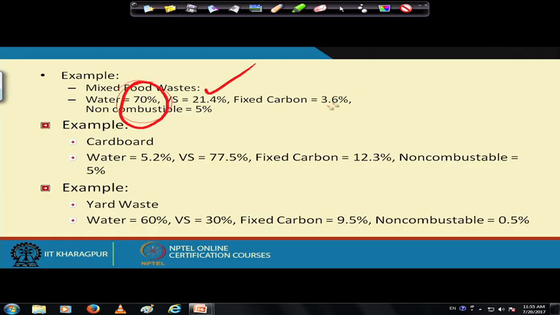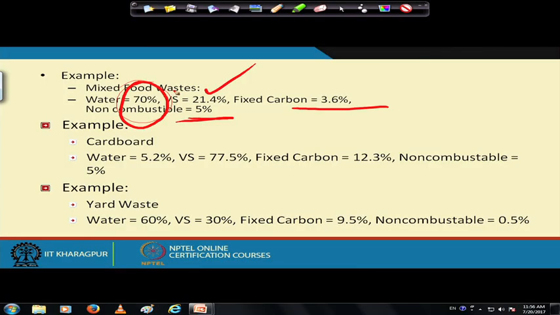VS is 21%, fixed carbon is 3.6%, and non-combustible is 5%. Although things here will combust, the heat value will be very low. The calorific value will be very low. We use heat value and calorific value interchangeably. Sometimes we call it heat value, sometimes we call it calorific value, but they are the same.